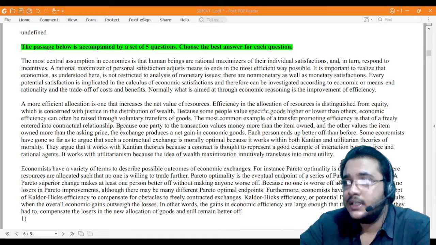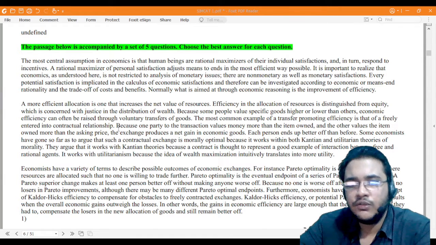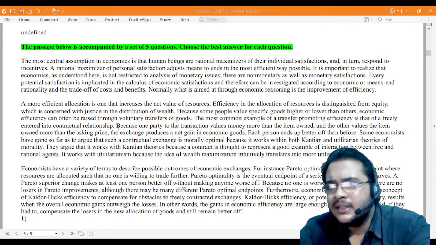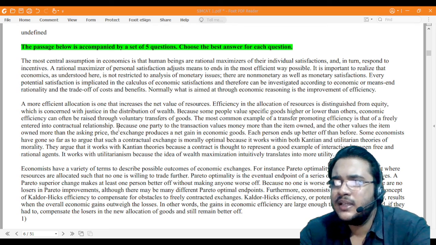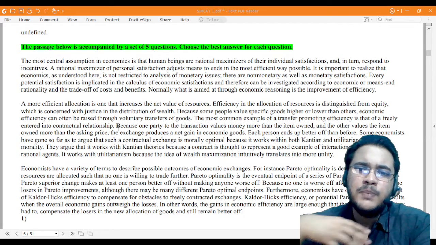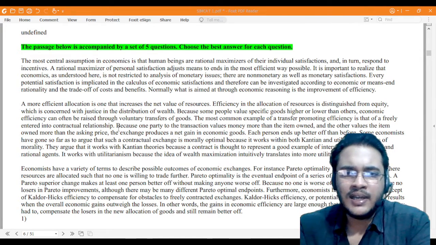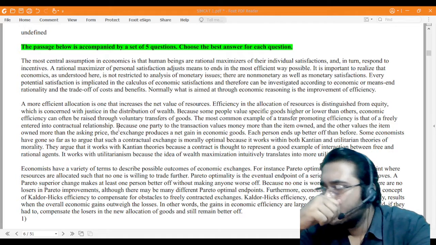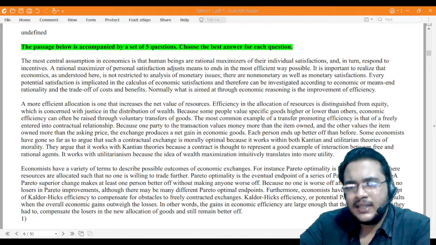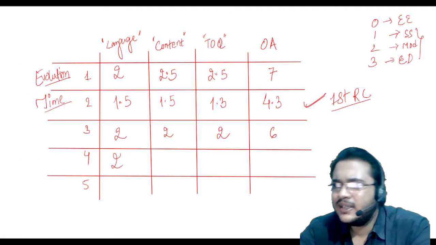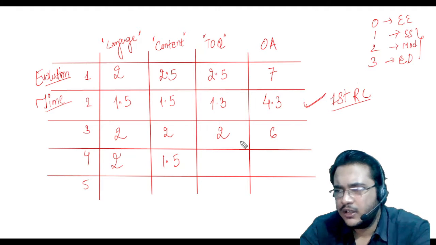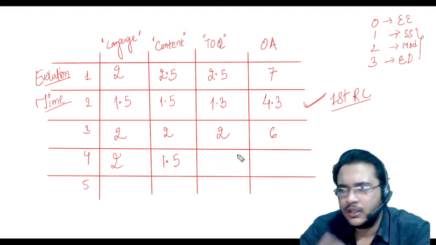Content, going by the first paragraph, I know for a fact that there are not many arguments. They're just talking about this one assumption that human beings are rational maximizers of their individual satisfaction, and that people basically respond to incentives. So I think more or less they're only going to talk about how resources can be allocated. So again, this way I can say that maybe I want to give it a 1.5. If you want to give it a 2, you can give it a 2 also. If you want to give it a 2.3, 2.4, depends upon you.